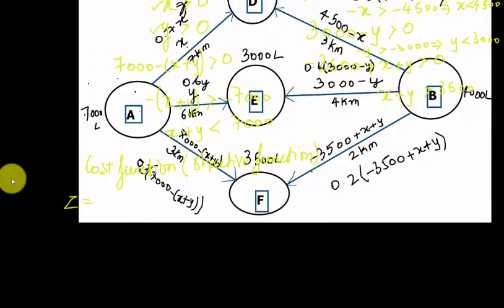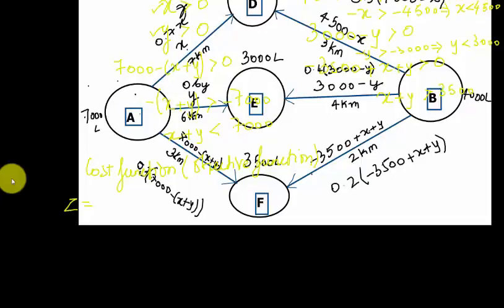So what's the cost of transportation from A to B? That is 0.7x. So I'm going to write 0.7x here. Don't worry about this, I'm writing about the picture itself. When I close this picture, my equations are going to be looking up straight. Okay. And what's the transportation cost from A to E? That's 0.6y.